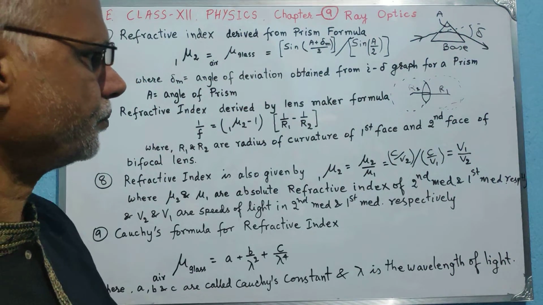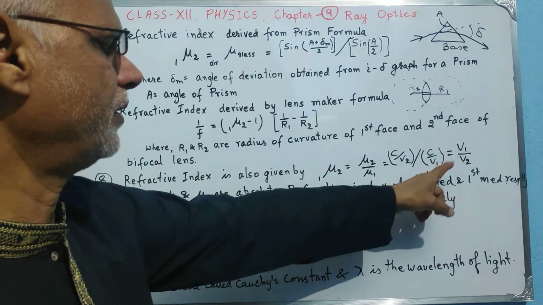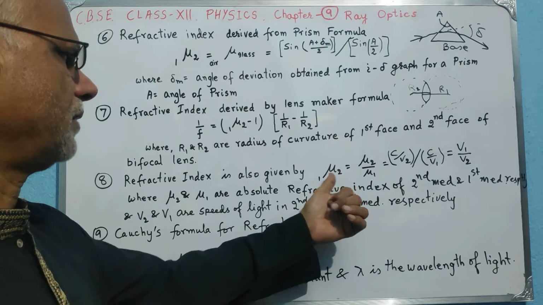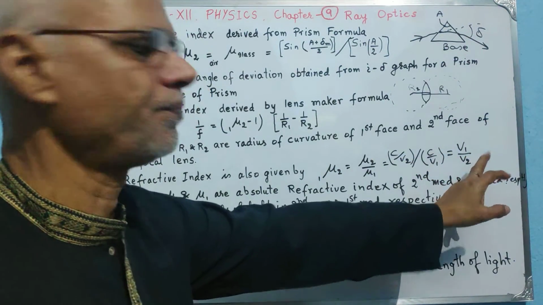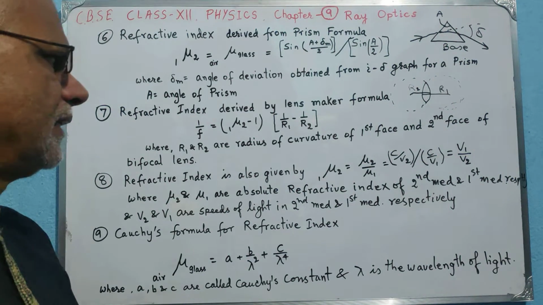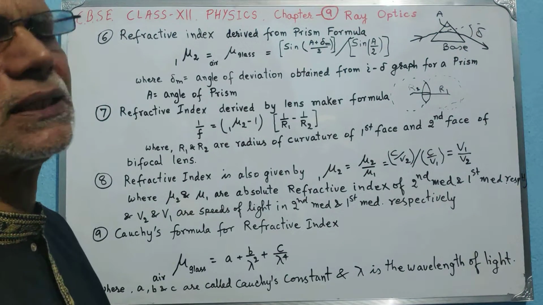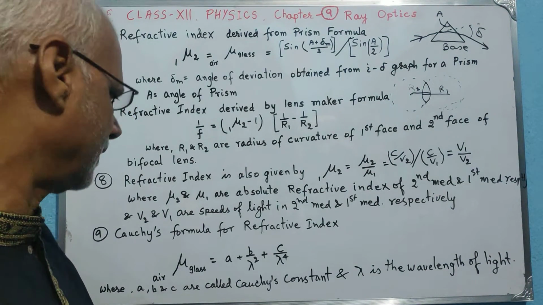When we cancel C and reciprocate V, we get V1 by V2. So the refractive index of second medium with respect to first medium is equal to the speed of light in first medium divided by the speed of light in second medium. This formula is very frequently used, so you must be well acquainted with it.